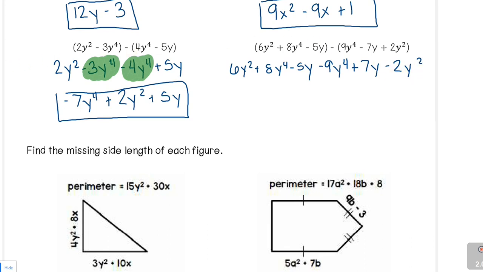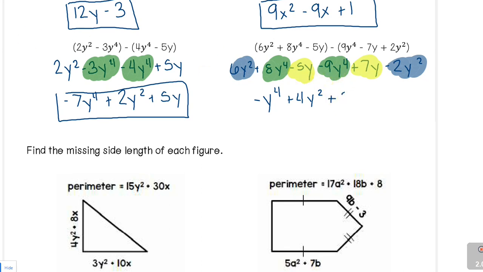Combine your like terms. So we have an 8y to the fourth and a minus 9y to the fourth. 8 minus 9 is negative 1y to the fourth, or negative y to the fourth. Then we have y squared. 6y squared minus 2y squared. 6 minus 2 is 4y squared. And then we have some y. So we have negative 5y plus 7y. Negative 5 plus 7 is a positive 2y.